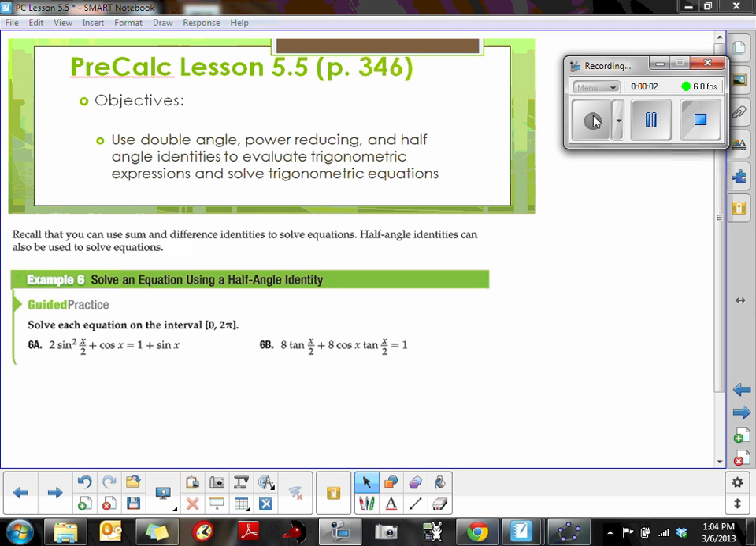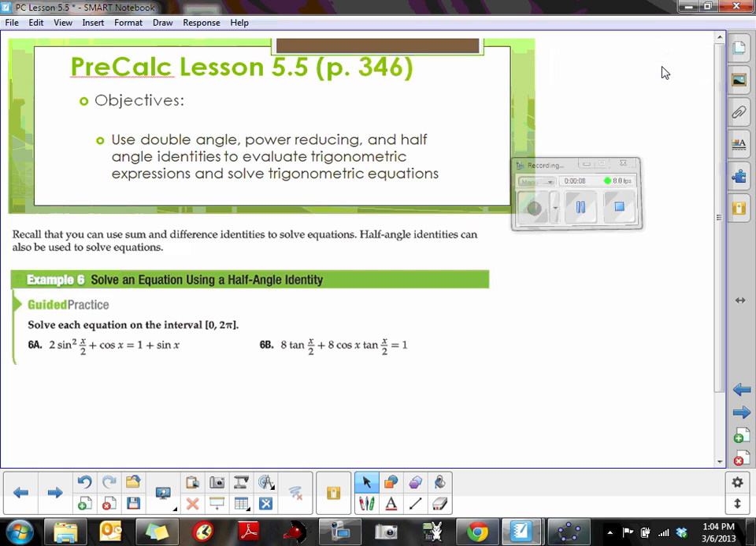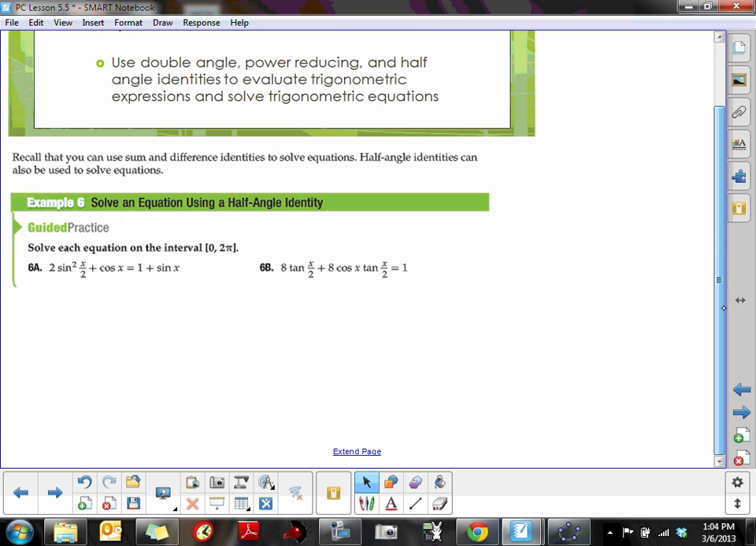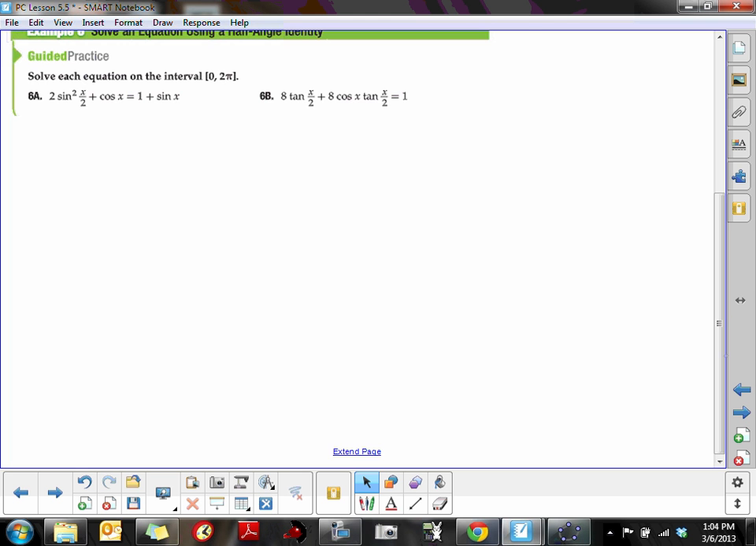This video will demonstrate how to use a half-angle identity to evaluate 6b. So what we're going to do is take 8 tangent of x halves plus 8 cosine of x tangent of x halves equals 1. We're going to solve this equation on an interval from 0 to 2 pi.